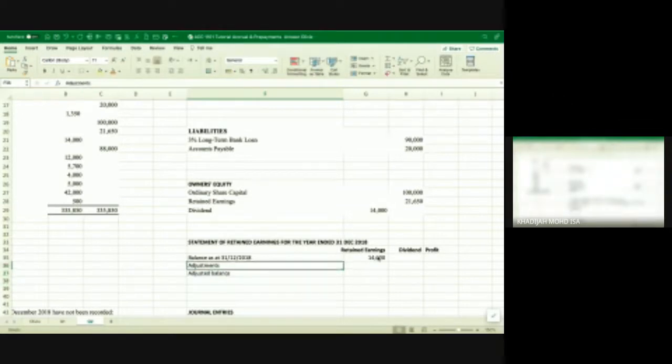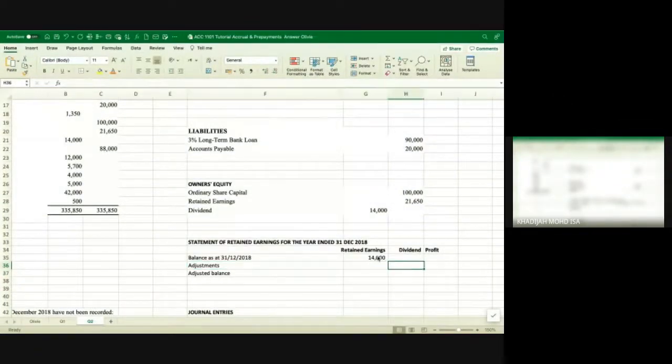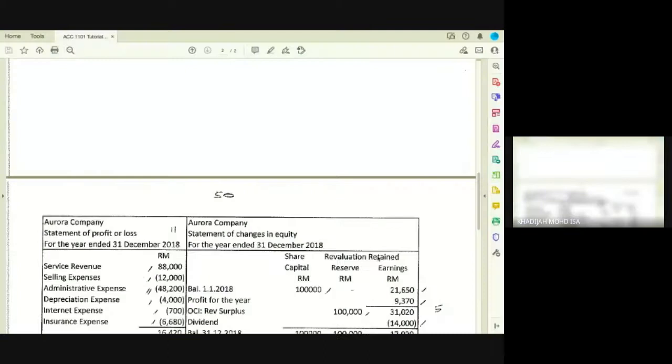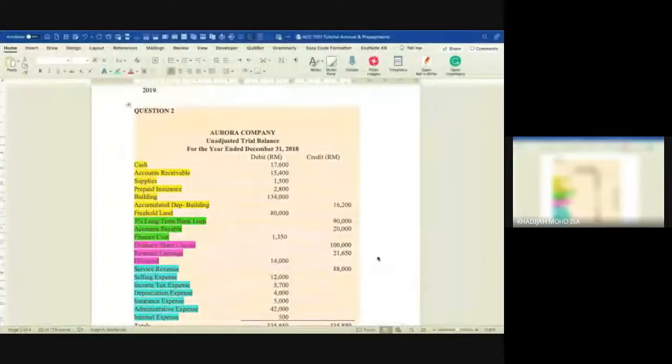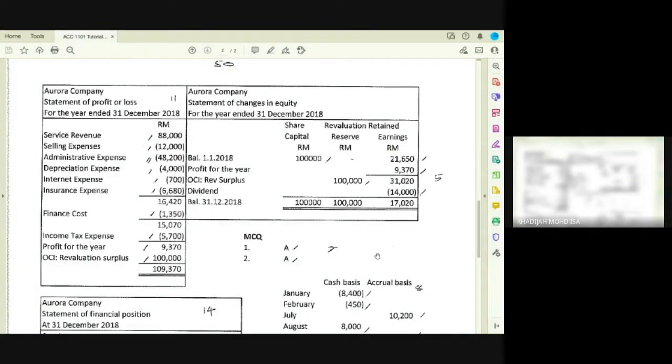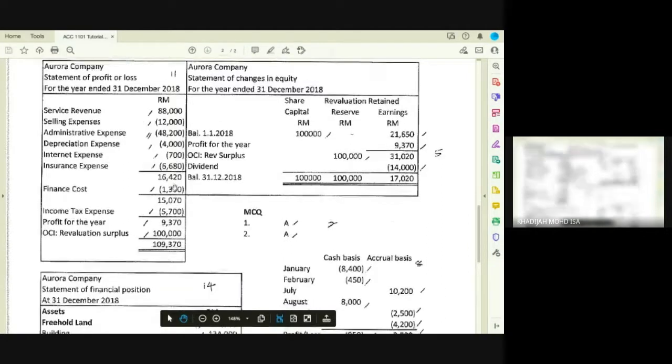You have dividend. How much is the dividend just now? 14,000. Okay, 1650, right? This one is Aurelia or Aurora? Aurora, let me see. Okay, you see, this is actually the schema. You have all these, they should be there already, right? The one with two ticks means that you have to do adjustment to that.